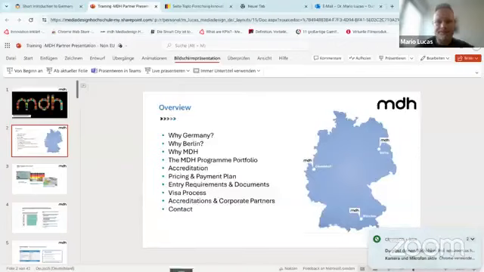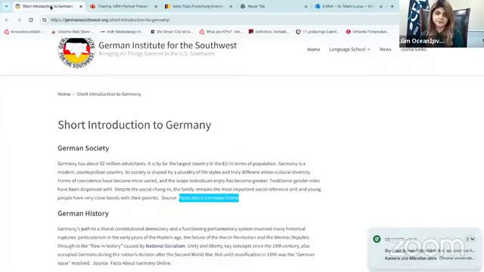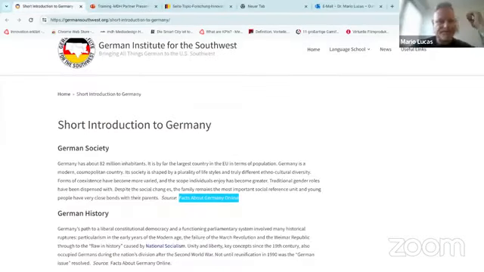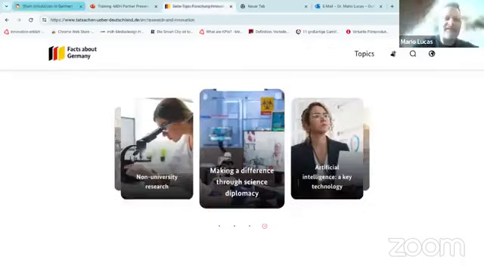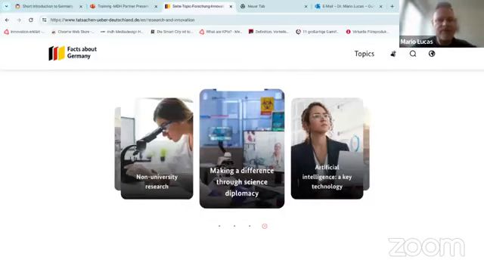Can you see it? Yes. Can you see this webpage? Yes. That is actually a summary compiled by the German Institute for the Southwest. As you can see here, this is a summary of a very comprehensive webpage, and that's what we maybe can later on join as a link. This webpage is a very comprehensive one, telling you everything about Germany. It's called Facts About Germany.